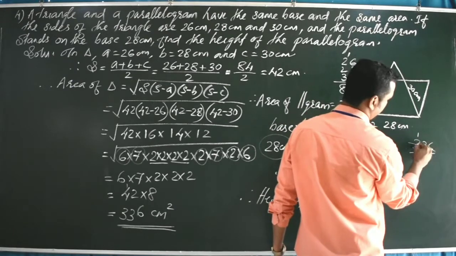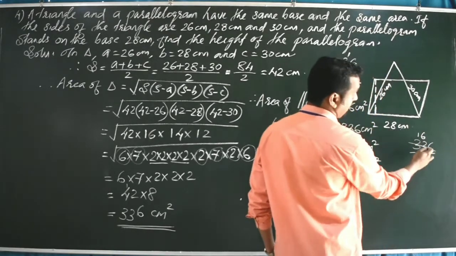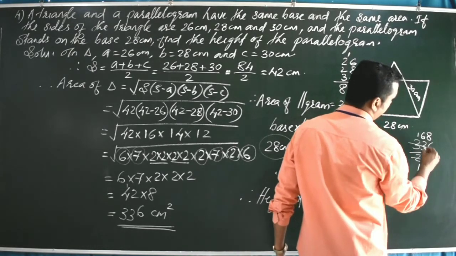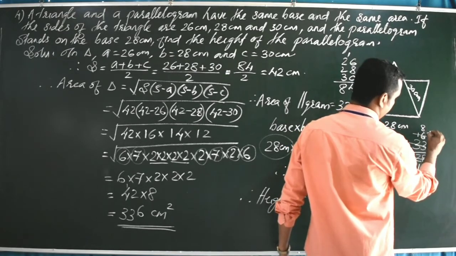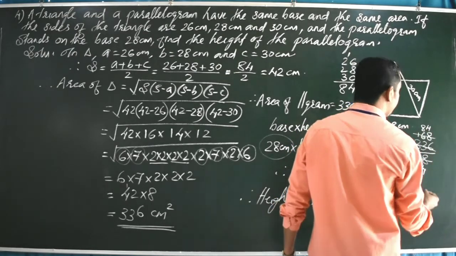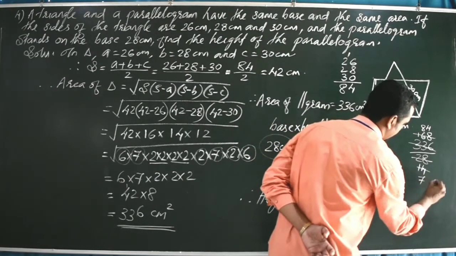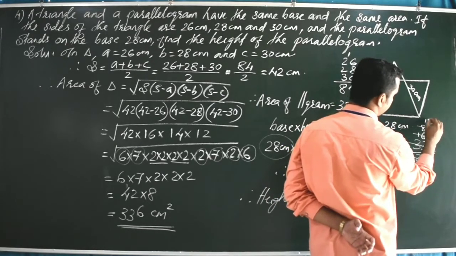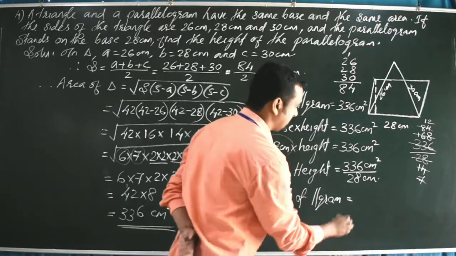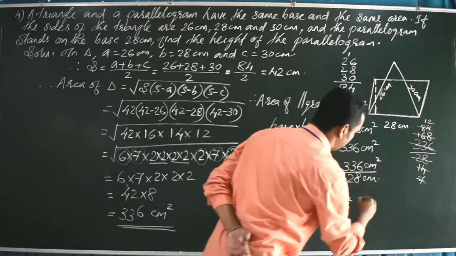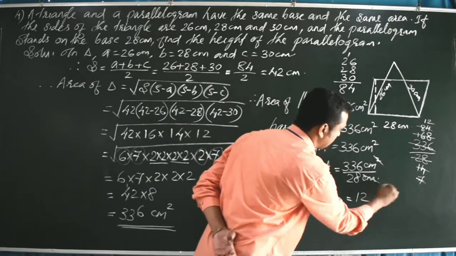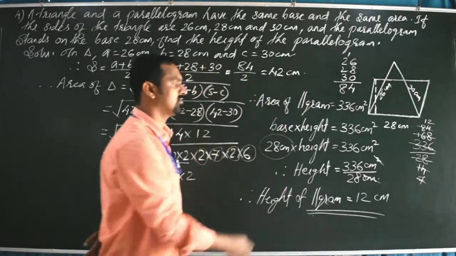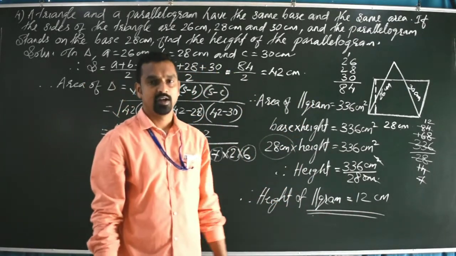2 ones are 2, remainder 1, 13, 6 twos are 12, remainder 1, 16, 8 twos are 16. 28 divided by 2 is 14. Again we can divide it by 2: 8 twos are 16, 4 twos are 8. Then 14 divided by 2, that is 7. 84 divided by 7 we can cancel: 7 ones are 7, then remainder 1, 14 by 7, 7 twos are 14. So what is the answer? 336 divided by 28 is equal to 12, centimeter square divided by centimeter. 1 centimeter we can cancel, then what will we get as the answer? 12 centimeter. So the height of the parallelogram is equal to 12 centimeter.